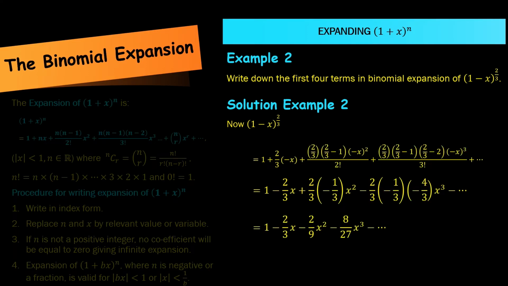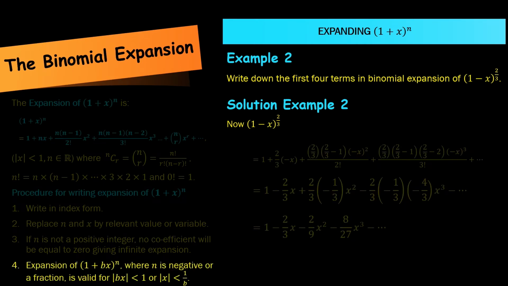And tidying up some more gives us the first 4 terms in the binomial expansion of 1 minus x, all raised to the power 2/3. Now let's find where this expansion is valid.